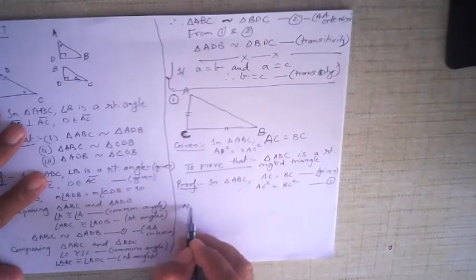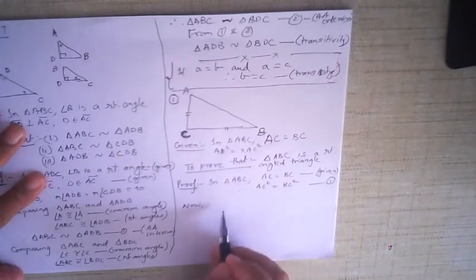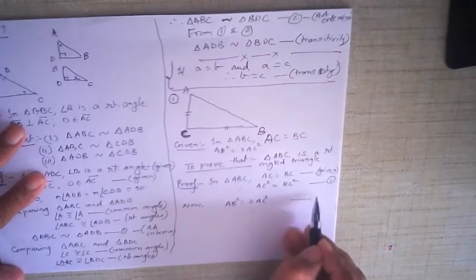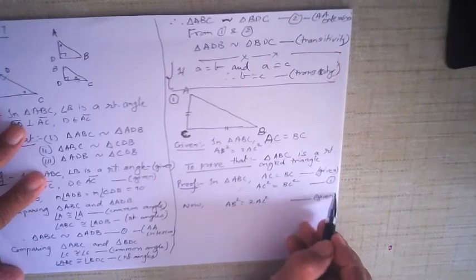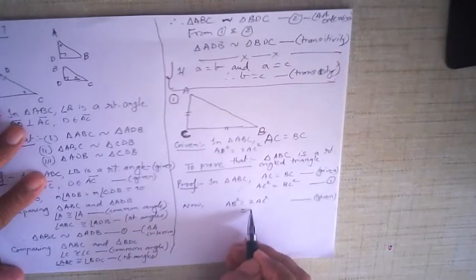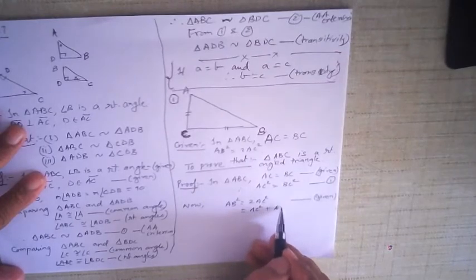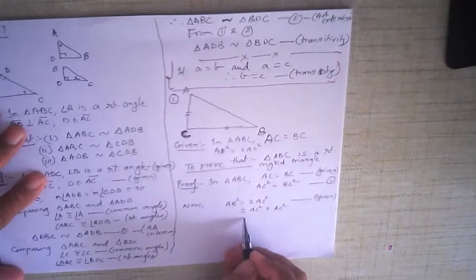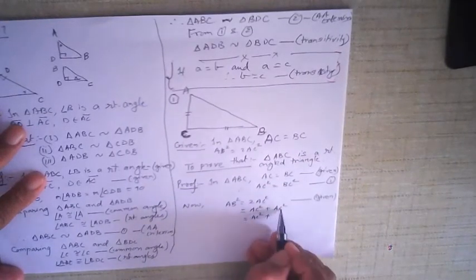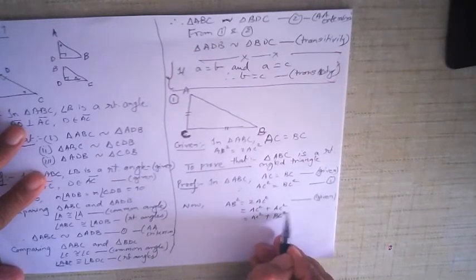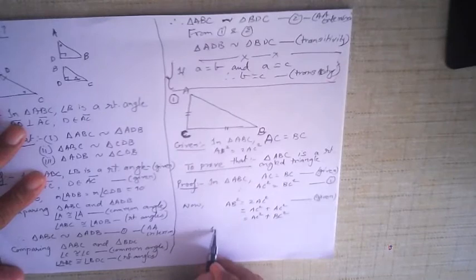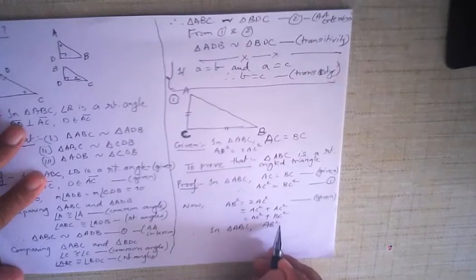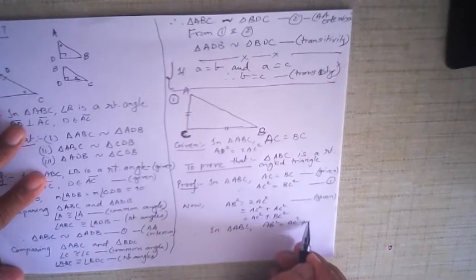Now, what are we given? We are given that AB square is equal to twice AC square. This has been given in the question. Twice AC square can be written as AC square plus AC square. But AC square is equal to BC square, so in place of one AC square, I can write BC square. Therefore, in triangle ABC, we have AB square is equal to AC square plus BC square.